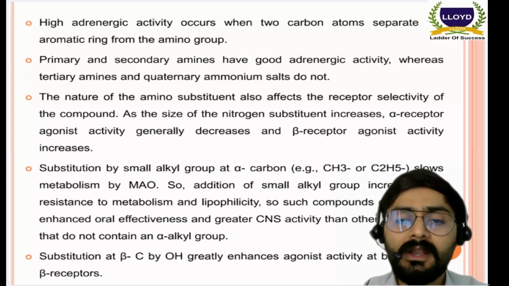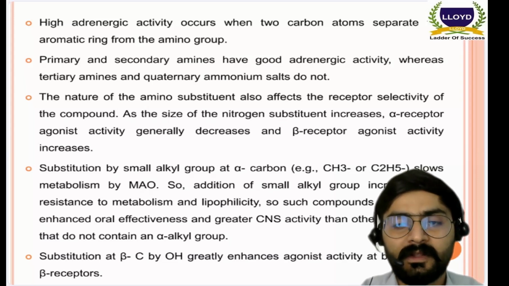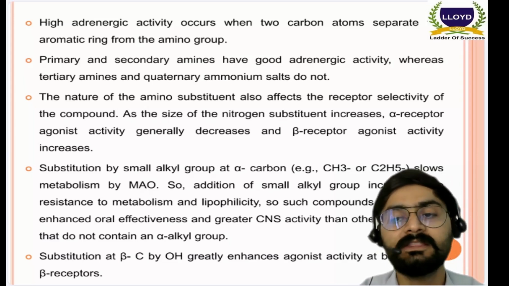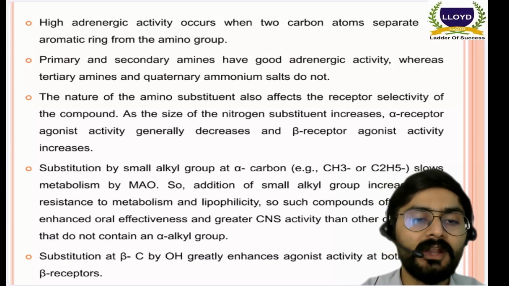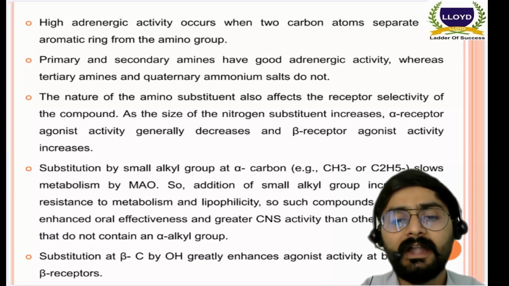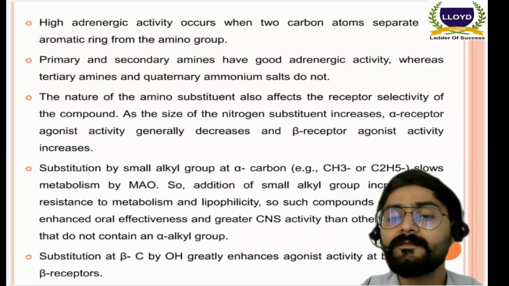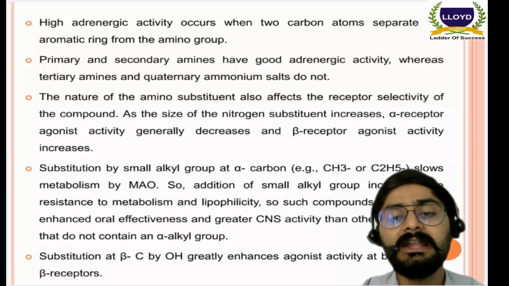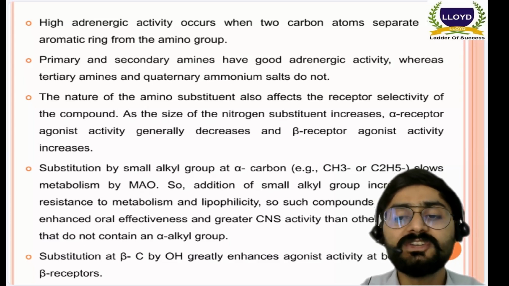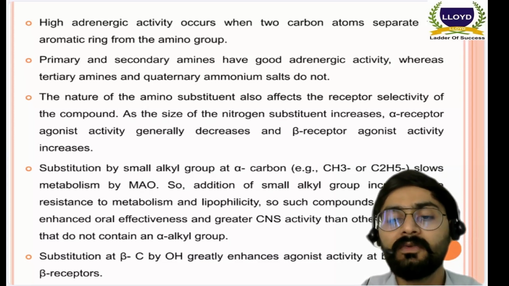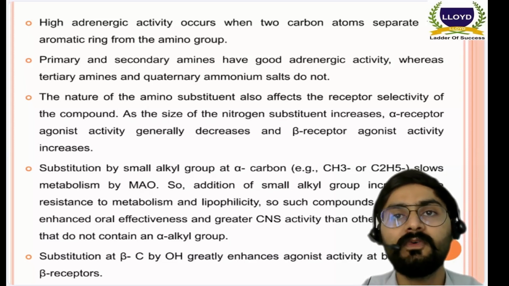Substitution by a small alkyl group at the alpha carbon, for example CH3 or C2H5, that is methyl or ethyl groups, slows the metabolism by MAO, that is monoamine oxidase. So addition of small alkyl groups increases the resistance to metabolism and lipophilicity. So such compounds often exhibit enhanced oral effectiveness and greater CNS activity than other compounds that do not have the alpha alkyl groups.